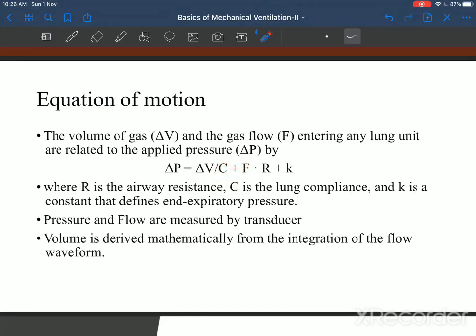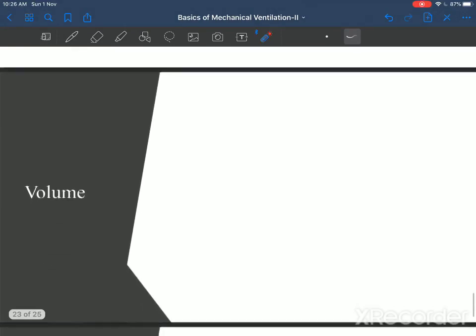Usually F is not the measure for flow, it is depicted as V dot. It was difficult for me to put it on a PowerPoint, so I just depicted it as F into resistance plus K, where K is the constant that defines your PEEP. Pressure and flow are measured generally by the transducer, and volume is a derived parameter. It is not a direct parameter.